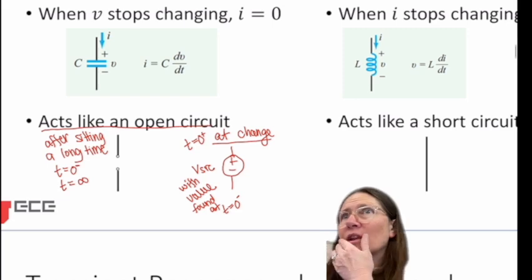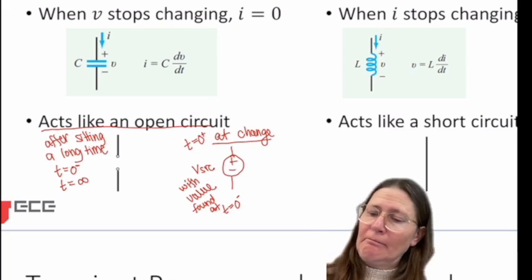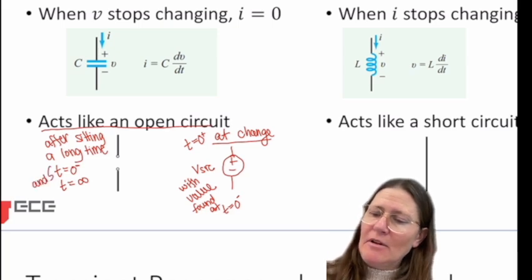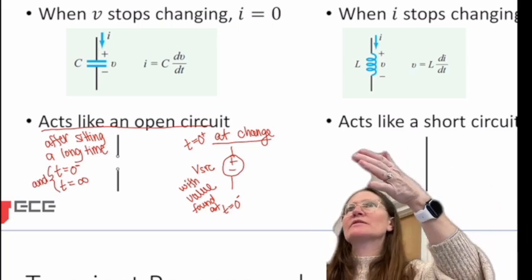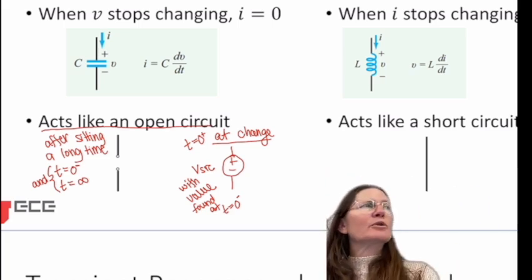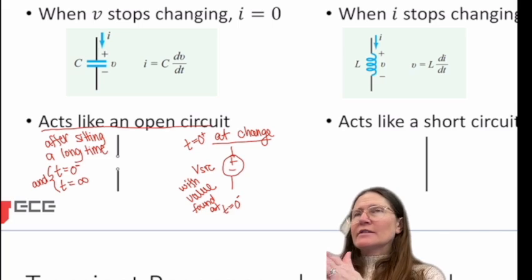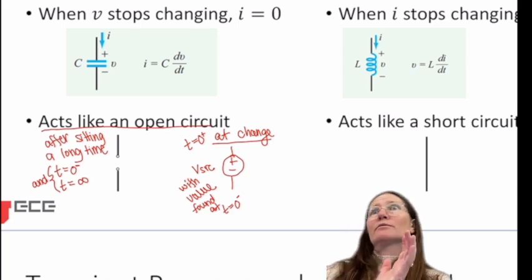Yes? For the part where it's the open circuit, do you mean that t is 0 minus or t is infinity? At both of those. Both conditions, because it's sat there a long time before a change happens, and then a change happens. During the change, you model it as a voltage source, and then it sits there again for a long time, and you analyze it at a really long time later.